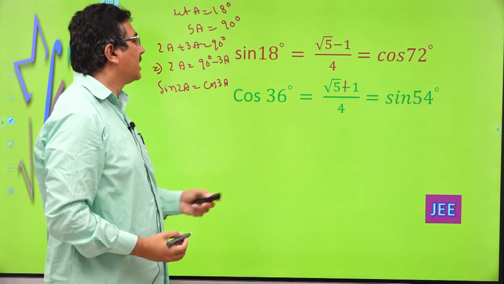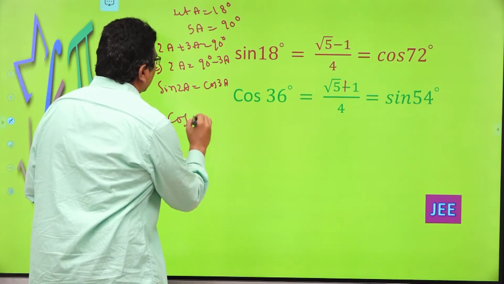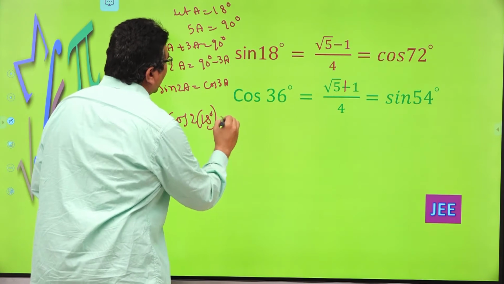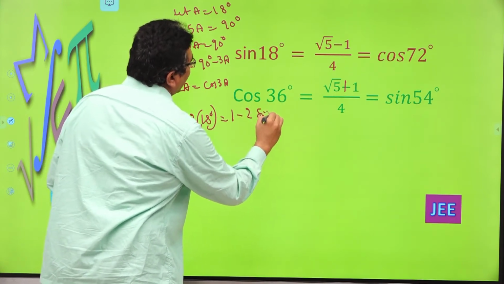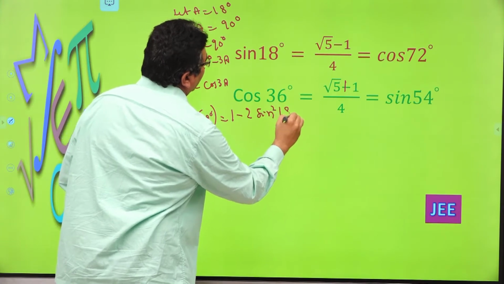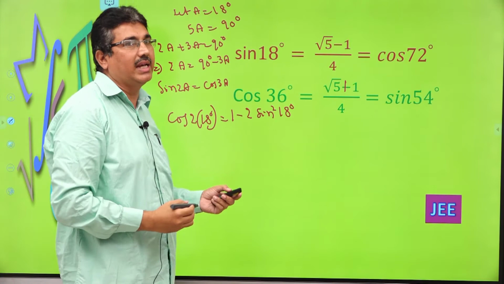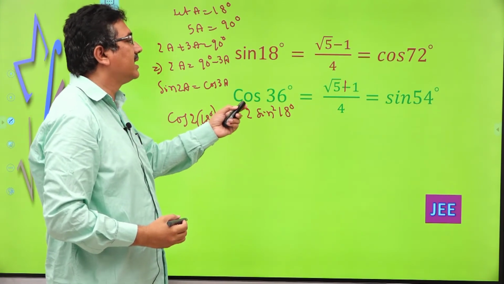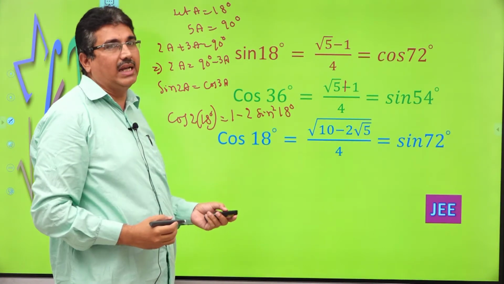Okay, cos 36 degrees, that is equal to cos 2 into 18 degrees. Cos 2a is equal to 1 minus 2 sin square a. From this, we get cos 36 degrees. Now, cos 18 degrees value.